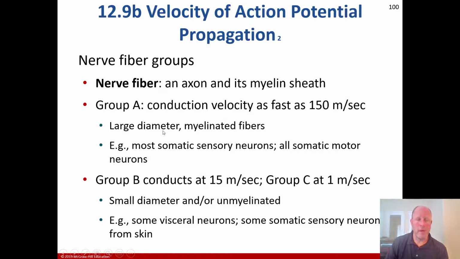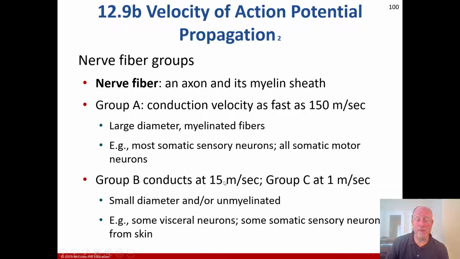As far as nerve fiber groups, the nerve fiber is an axon and its myelin sheath. Right? Group A, the conduction velocity is as fast as 150 meters per second, and these are large diameter myelinated fibers. Most somatic sensory neurons are here. They're also somatic motor neurons as well.